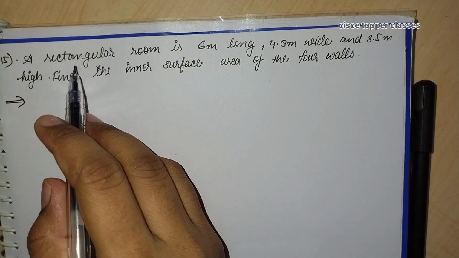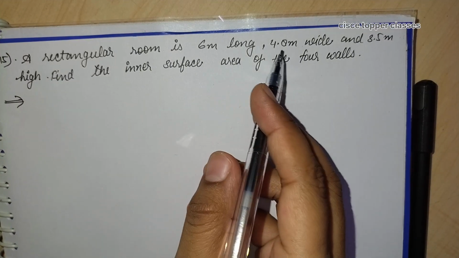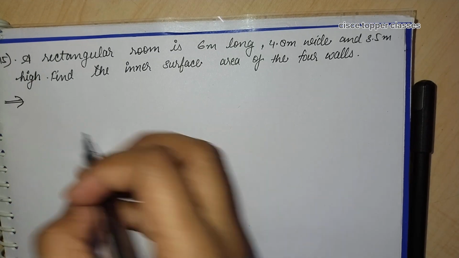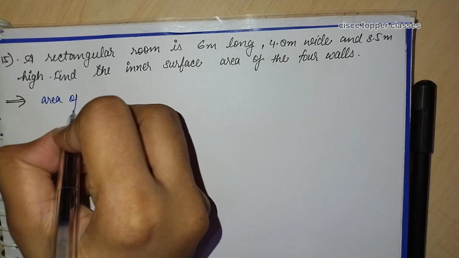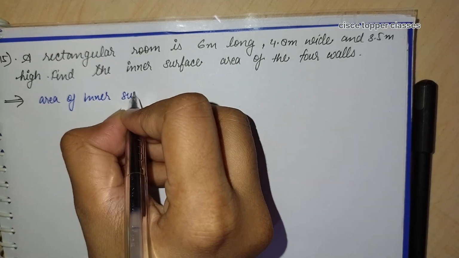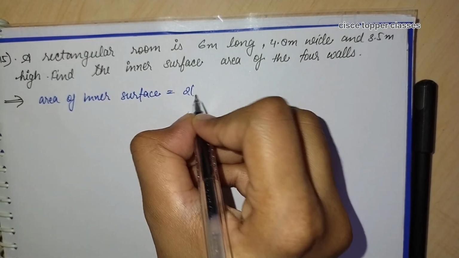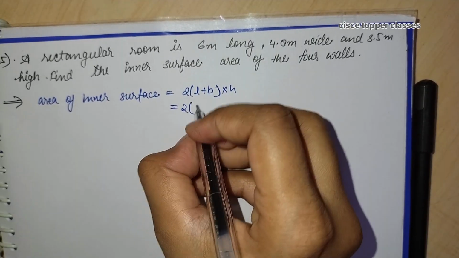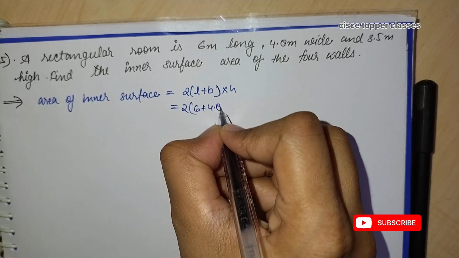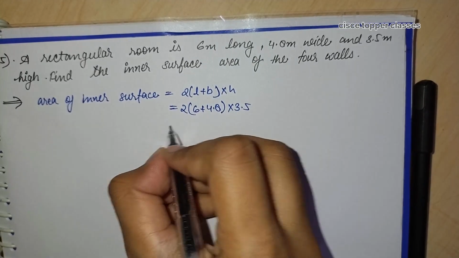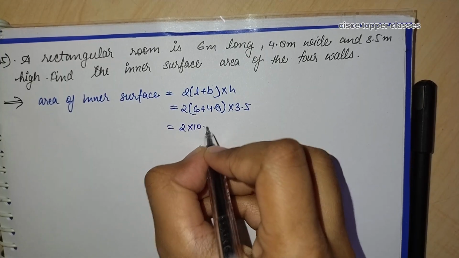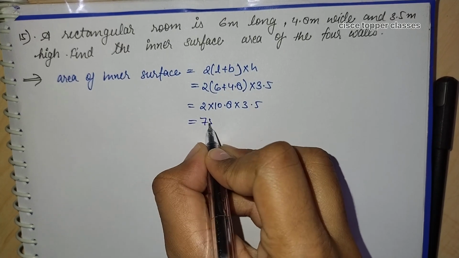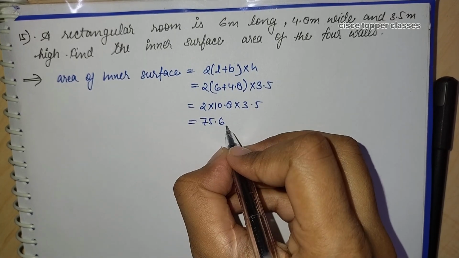Solve here 15th question. A rectangular room is 6 meter long, 4.8 meter wide, and 3.5 meter high. Then find the inner surface area of the wall. For finding, we can write the area of inner surface is equal to 2 length plus breadth into height. So firstly, we'll put the value as length and breadth. 6 plus 4.8 into 3.5. So this will be 2 into 10.8 into 3.5. So from that we can write here on multiplying this 75.6 meter square here.